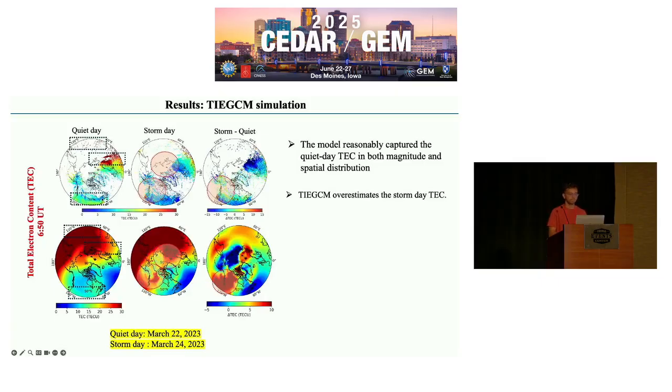But in the storm day, we didn't see more total electron content from the observation, but the simulation overestimated the storm day TEC. And also it failed to capture the negative storm impact, because if we subtract the quiet and storm day, we see that the quiet day has a high TEC compared to the storm day, what we call the negative storm impact. So that is not captured by the simulation for this event.